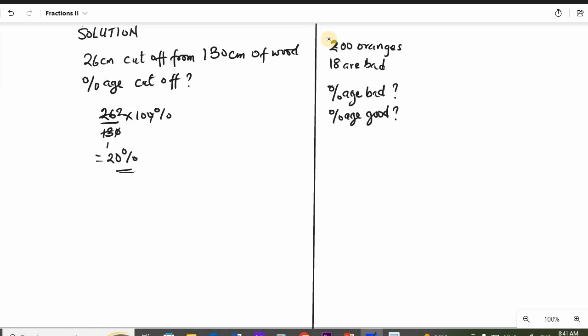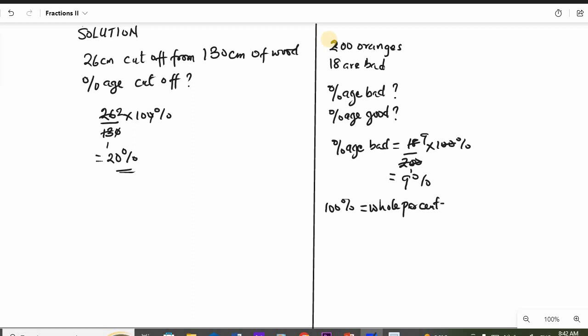Okay, so percentage of bad oranges is equal to 18 over 200 times 100%. Okay, so 0 cancels 0 here, 2 here, 1, this is 9, so this gives us 9%. Now, remember, 100% represents the whole percentage of oranges. So if you have that 9% are bad, it means that percentage of good oranges is 100% minus 9%, which is equal to 91%. So this is the answer.